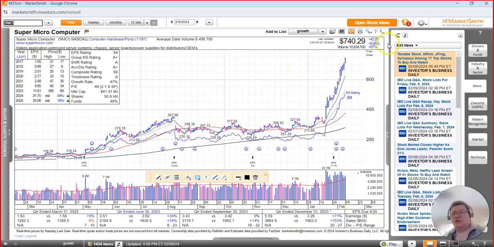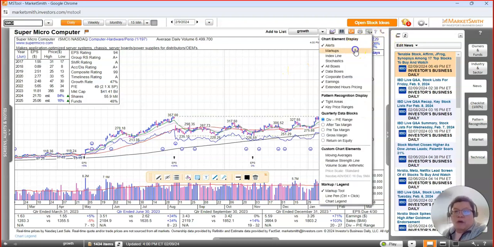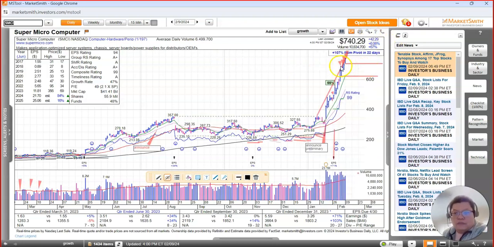So, for me, let me put back my markups again. I have started to take some profit. You can see I've been selling every day this week, just trimming it little by little. I'm down to a half position now. Can it go higher? Yes, it can.